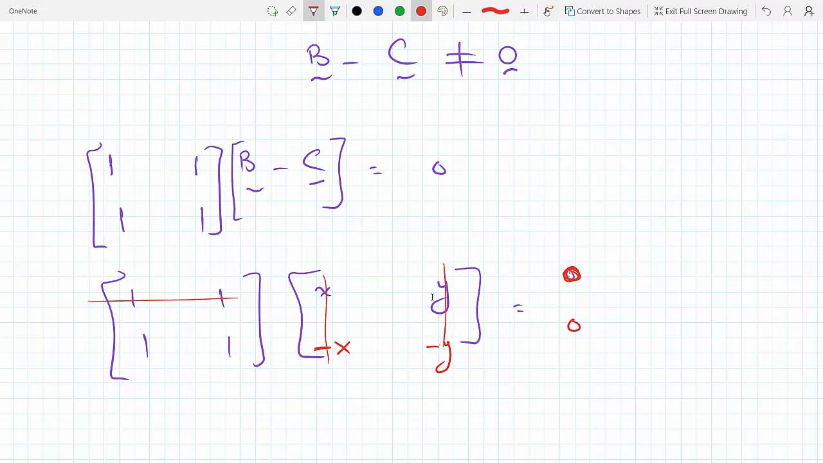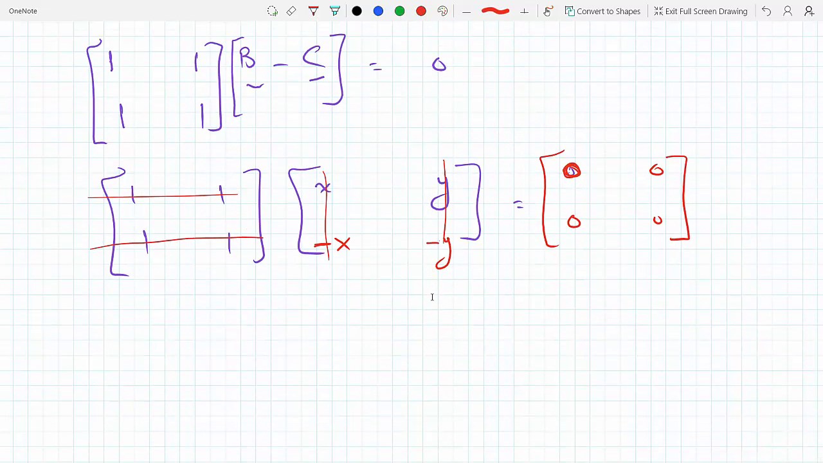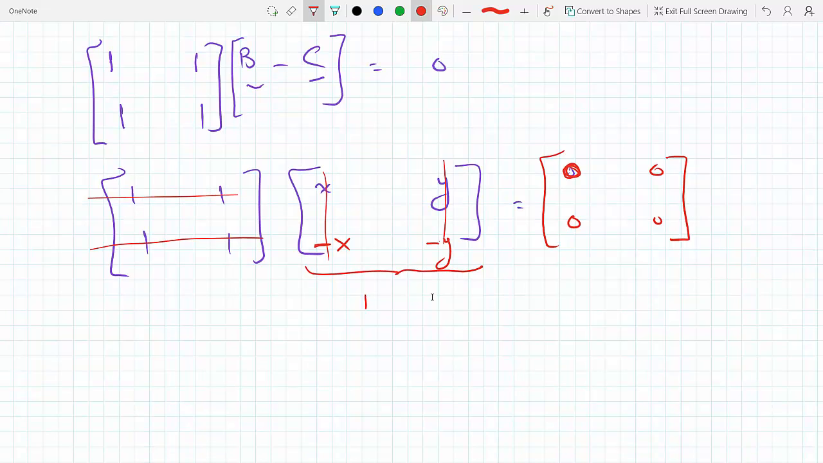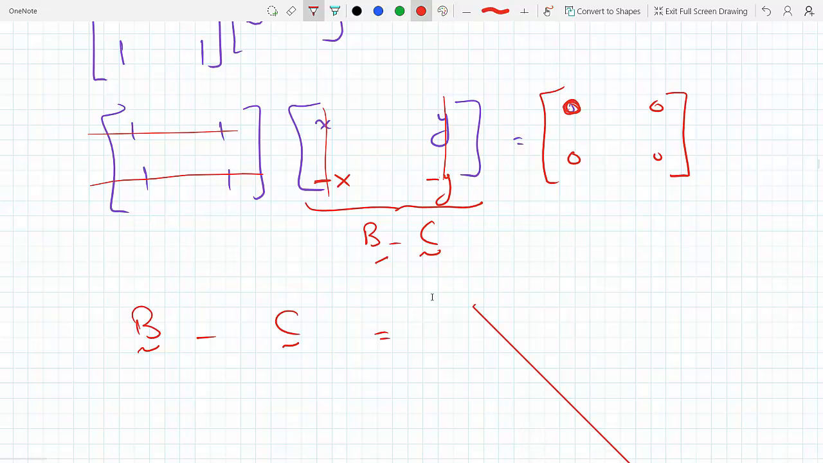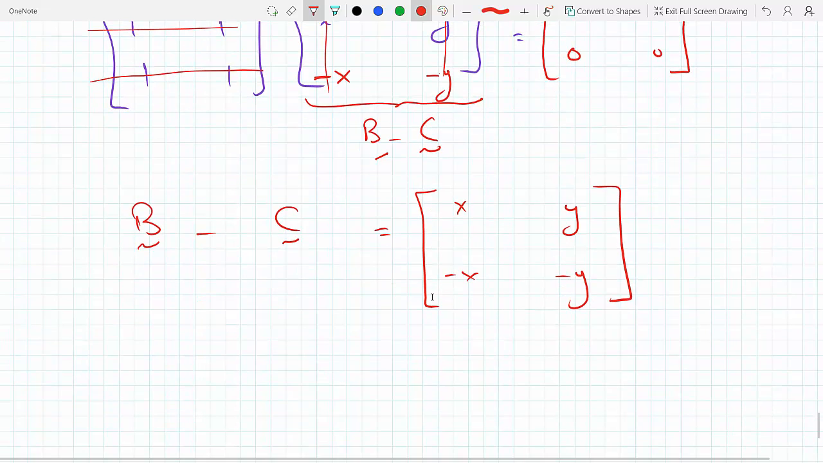Now, does it work on the other column? Well, it has to, because on the other row it has to, because it's the same row, 1 1. So I will still get 0 0. Okay, bingo. So now, having done this backward manipulation, I know that this is B minus C. Now the question is, what are two different matrices where when I subtract them I would get X Y, minus X minus Y, that are different, of course.